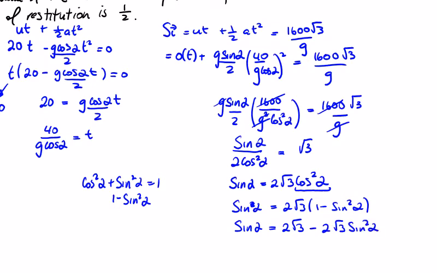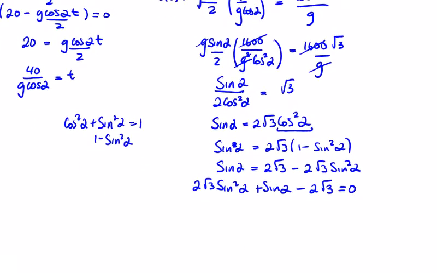So if I bring everything to the left, I'm going to get 2 root 3 sine squared alpha plus sine alpha minus 2 root 3 is equal to 0. So if I put these values into our calculator using the quadratic formula with my A, my B would be 1 and my C would be minus 2 root 3. I'm going to get two values.